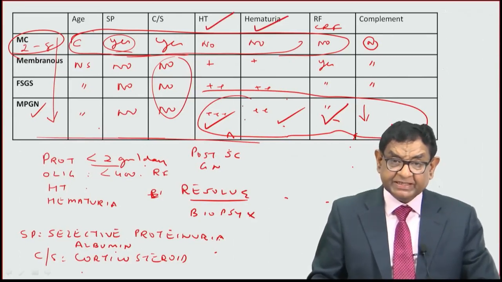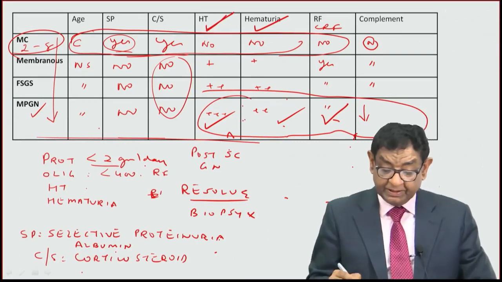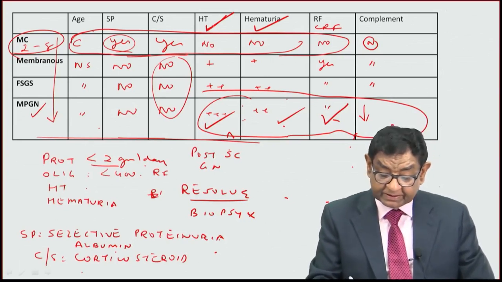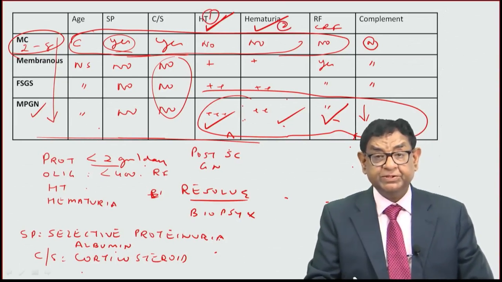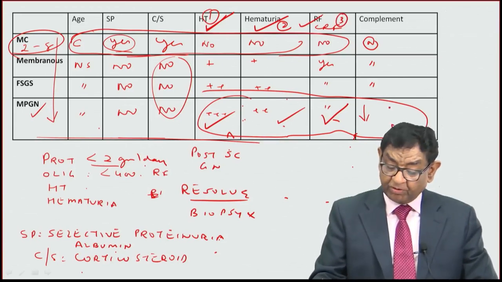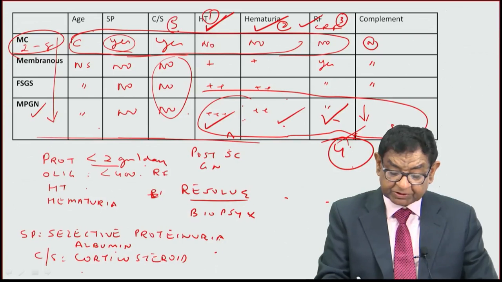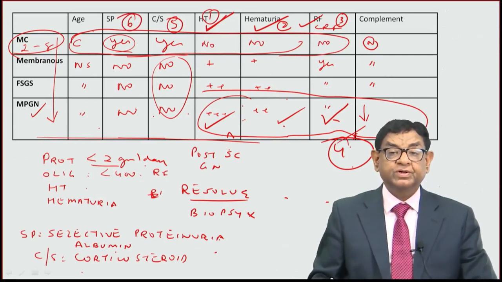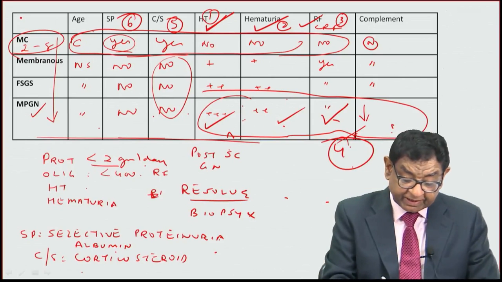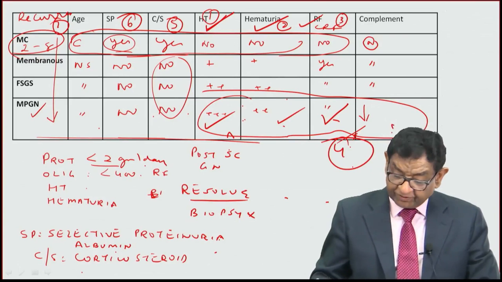Indications of biopsy in a child with nephrotic syndrome: if he has, number one, hypertension, number two, hematuria, renal failure, if complement level is reduced, if he is not responding to steroids, if he has non-selective proteinuria, or he has recurrence. There are several indications for doing biopsy, even in a child with nephrotic syndrome.